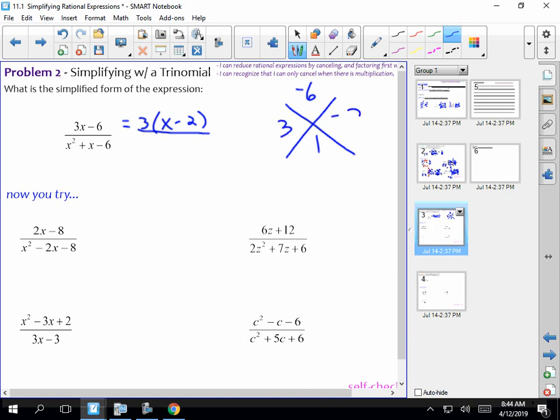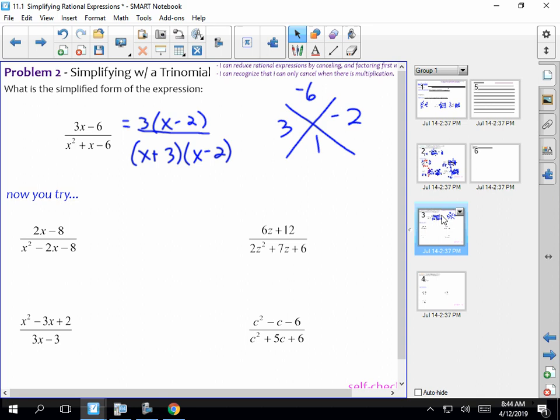And I'm not surprised that one of them is -2. That's not surprising, because when I write down my factors, x plus 3 and x minus 2, remember, we're not solving these. We're not looking for the solutions. We're just factoring it. So my factors are x plus 3 and x minus 2. And the purpose of factoring is to see what can cancel. And here the x minus 2's can cancel, leaving just 3 over x plus 3. And that's the simplified version of that rational expression.